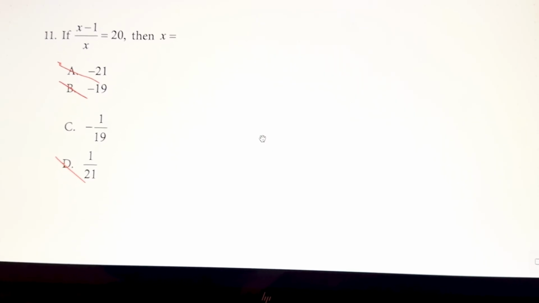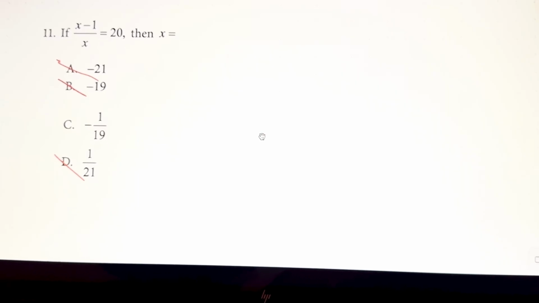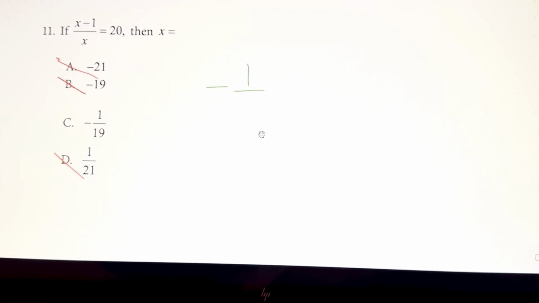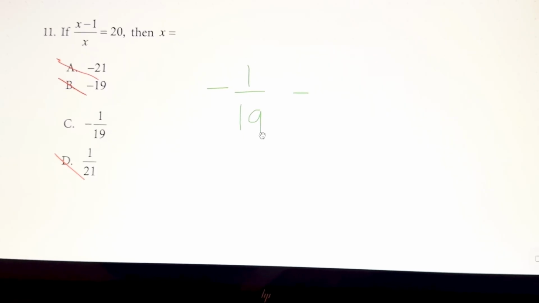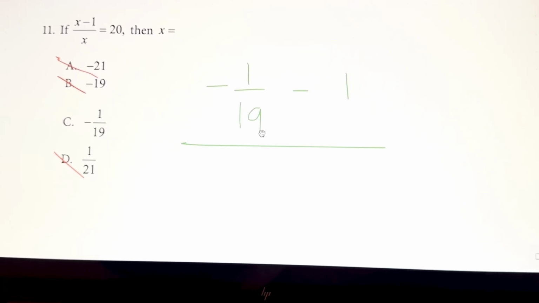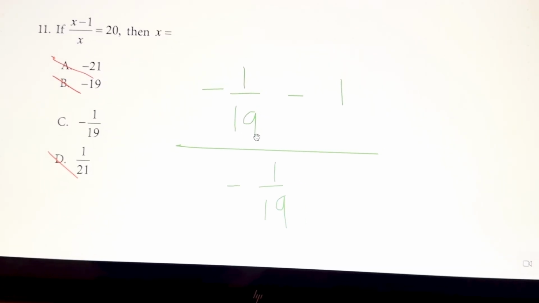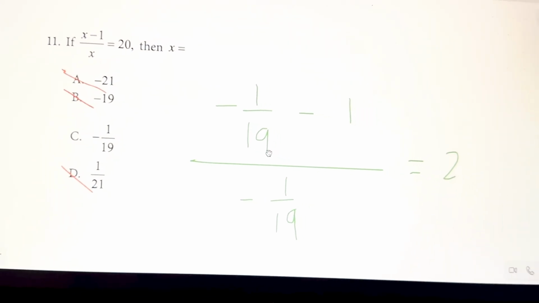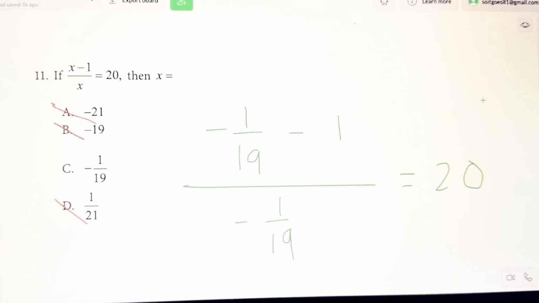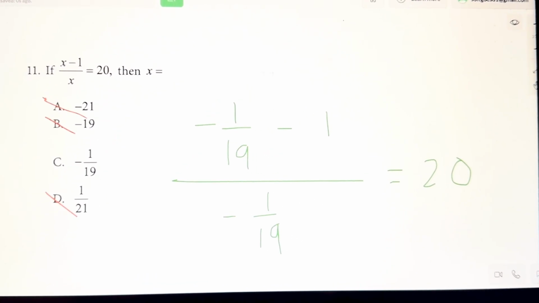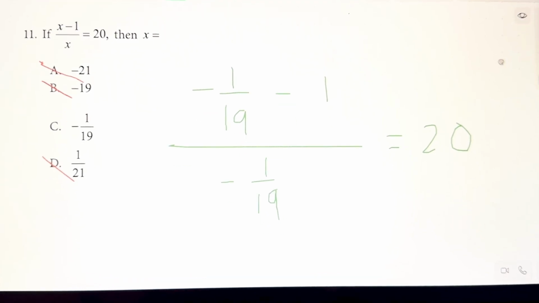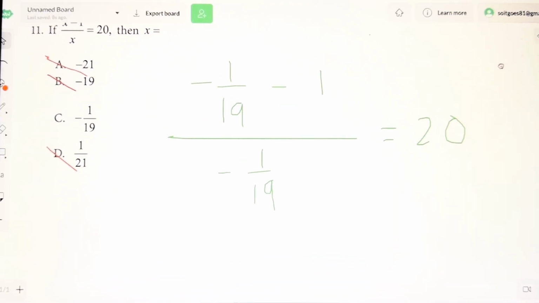So I'm going to plug in negative 1/19 minus 1 divided by negative 1/19, and we'll see if that equals 20. Okay, does that make sense? I mean, I'm just plugging it in just like you did. Does that make sense now, by the way, why we know that's going to be positive on the left-hand side? Does that make sense or no?